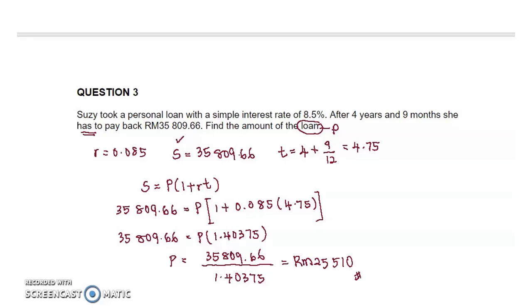Okay, note that when we calculate value P, it must be less than value S, because here we have interest. If we don't have interest, means that rate is 0%, then value P should be equal to value S. So in this case, we have interest, so value P must be less than value S. So check that 25,510 is less than value S here. So make sure when you calculate and you get an answer, look at your answer whether it is logical or not.